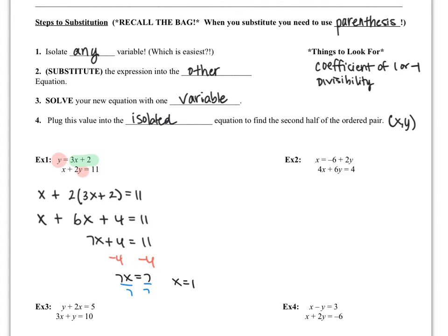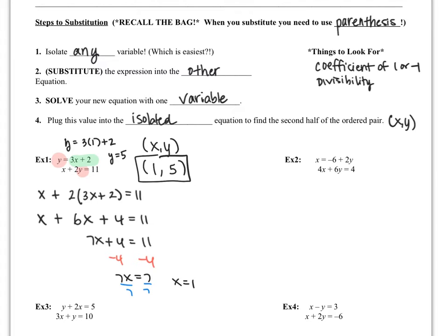But remember, this is only half of my solution because my solution is an ordered pair. So I have 1 comma, and I'm still looking for my y. So now in order to find my y value, I'm going to go back to my isolated equation, which says y equals 3 times x plus 2. Well, now I know that x is 1, and so that means that y is going to equal 3 times 1 plus 2. 3 times 1 is 3. 3 plus 2 is 5. And so what this means is that y equals 5. And so my solution to the system is 1, 5.